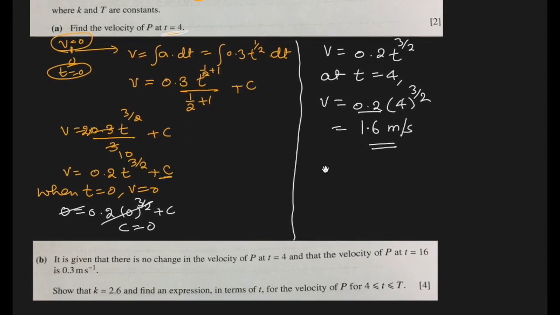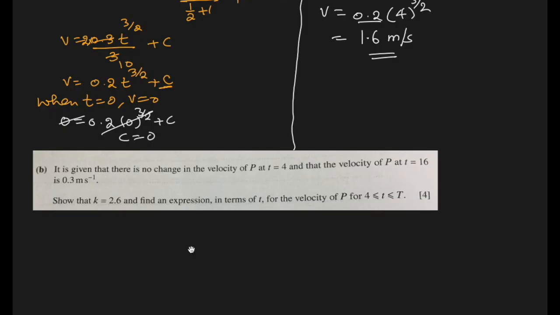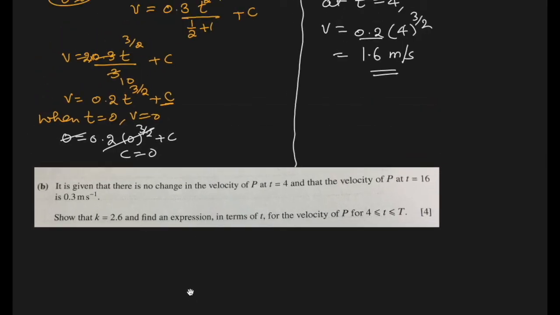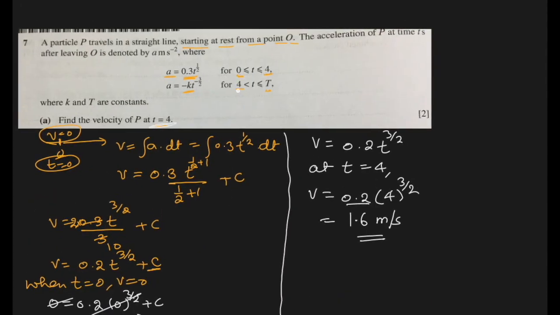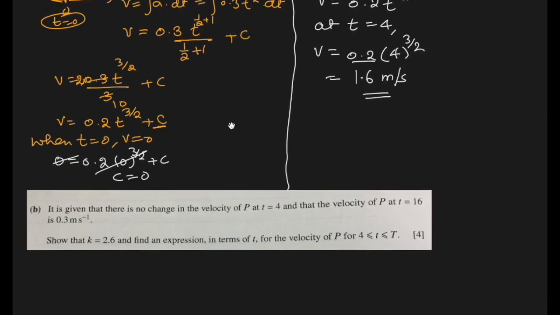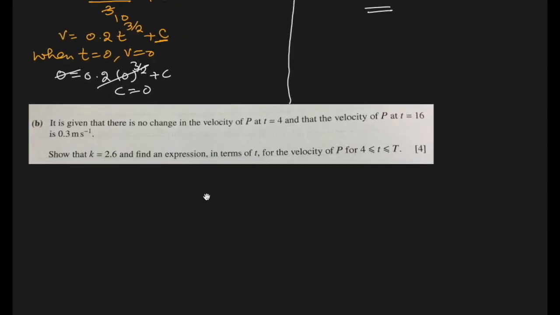All right, what is B part? It is given that there is no change in velocity of P at t equal to 4. That means the velocity will remain the same at this 4 also. Obviously, this is a physical body. A physical body suddenly does not change its velocity. So the velocity of P remains 1.6 meters per second. Let me write here. V at t equal to 4 is 1.6 meters per second. That's what this line means.